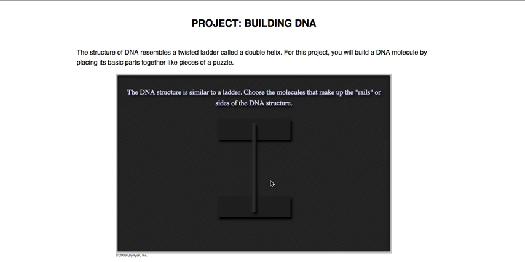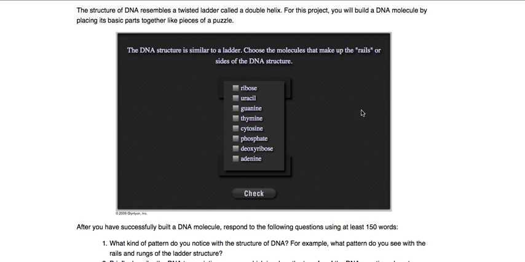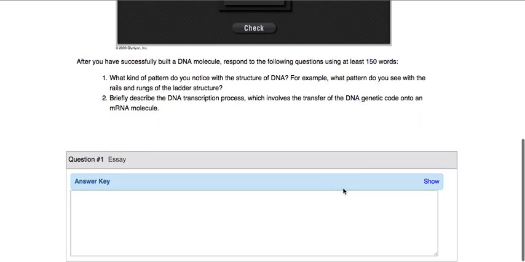So what you're going to do for this project, you're going to click the project, and you're going to choose the molecules that make up the sides of the DNA ladder, and you're going to check it, and it's going to ask you a whole bunch of other questions up until the point where you're actually going to do base pairing. From there, once you're done, you're going to answer these two questions about the project.